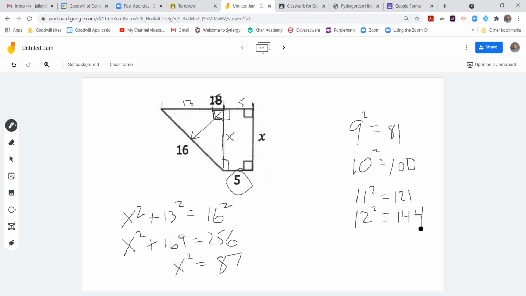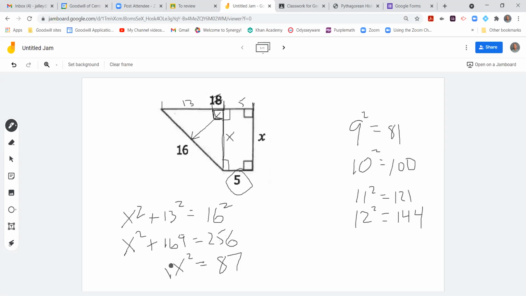And believe it or not, if you ever work in any kind of production facility where things are counted in a gross, there are 144 things in a gross. 12 squared, 12 dozen eggs, you have 144 eggs. It's another way to remember it.